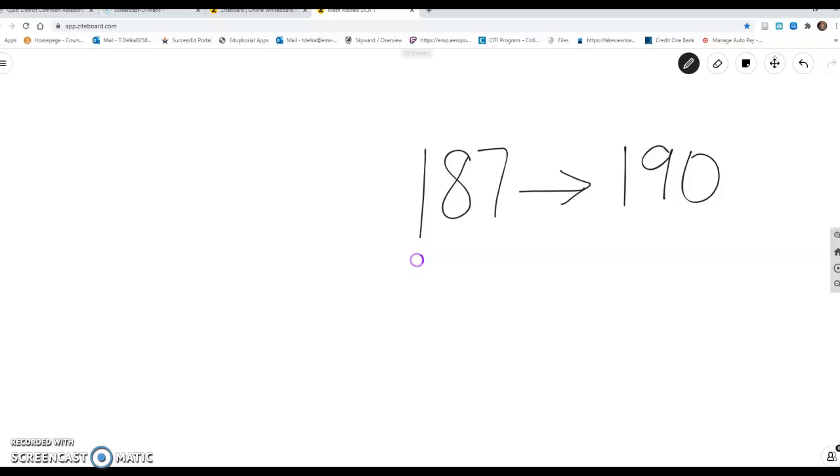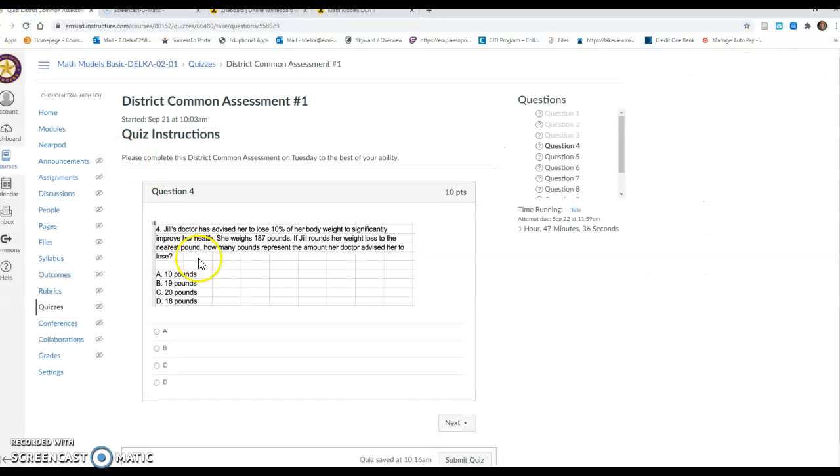Okay, so anyway, the doctor then says, okay, take the 10%. So I know 10% looks like this as a decimal. I can do all that math. I also just know mental math. And whenever I do 190 and I want 10% off, he's saying, hey, get 19 pounds off your body. That's all he's saying. So you should be able to go back to your common assessment through Canvas and right there be 19 pounds.